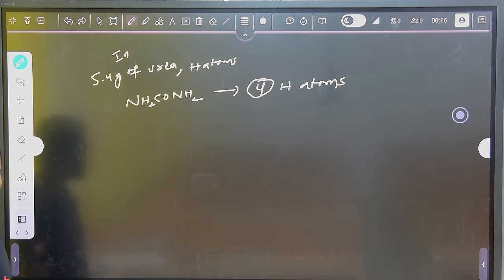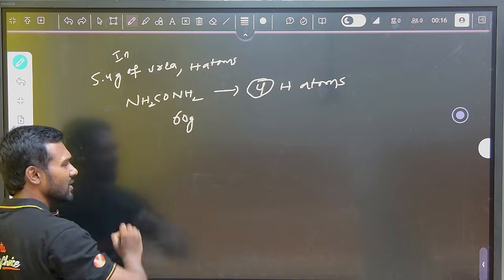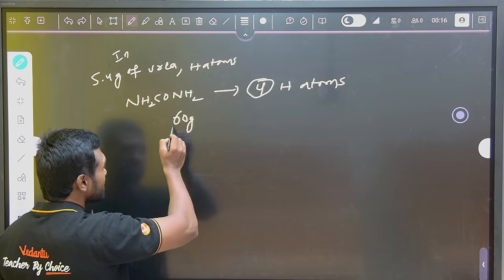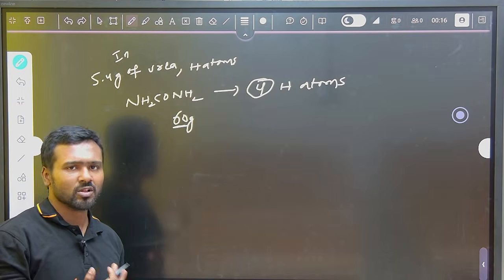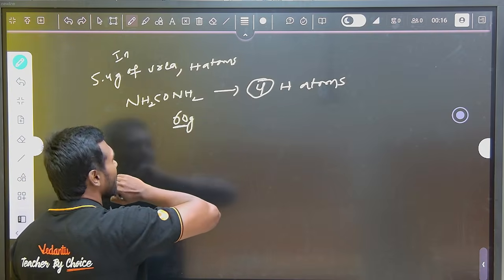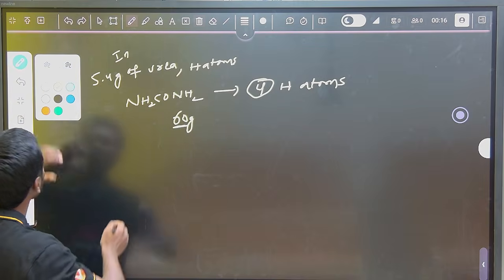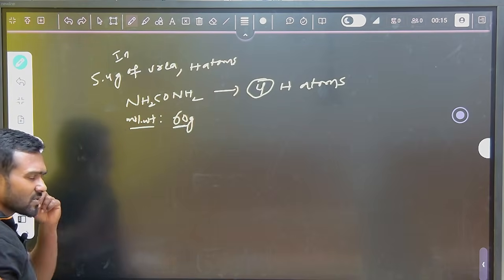The urea weight is 60 grams, which they gave in the question. 60 grams of urea, when we mention grams, it is 1 mole. That means 60 grams is the molecular weight of urea. So first, what is the formula I gave?